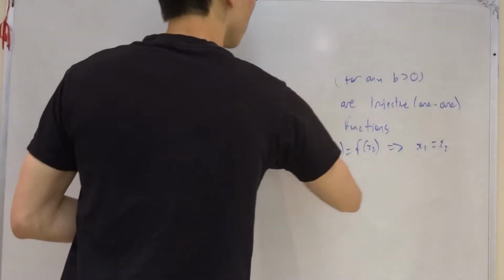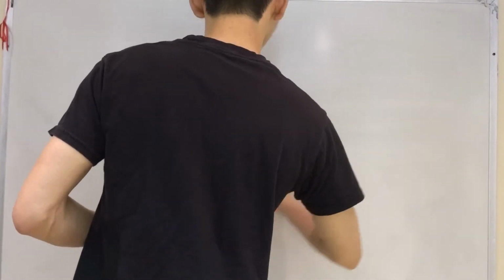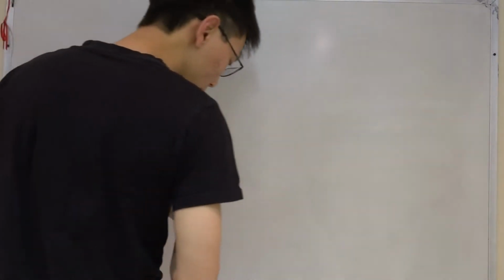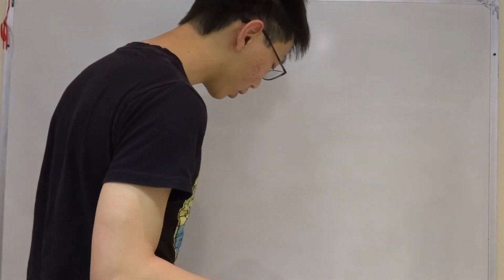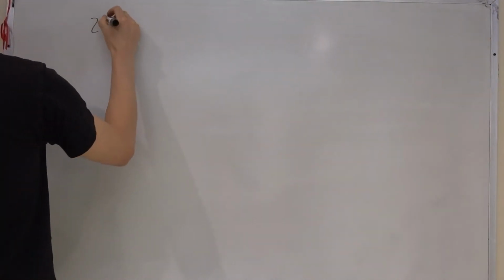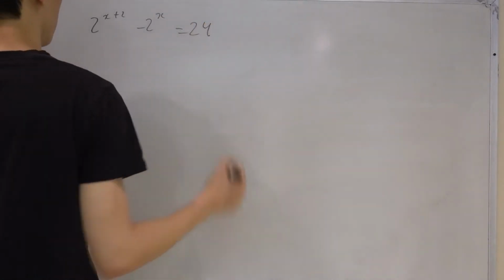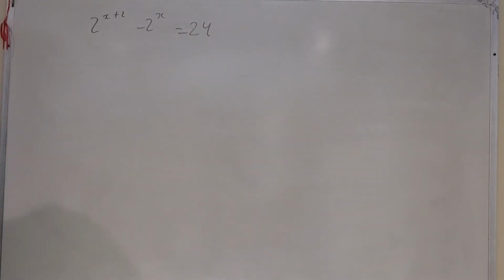We'll start off with some simple ones, questions that you may have already seen before in grade 11, and then move on to some more complex ones that will require us to use logarithms. So the first one is 2 to the x plus 2 minus 2 to the x equals 24. Go ahead and see if you can do this.